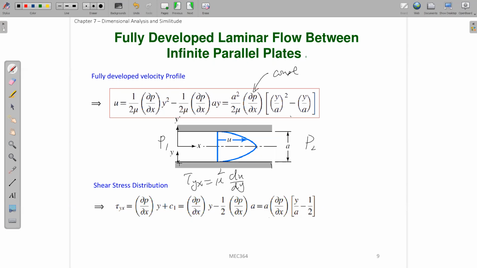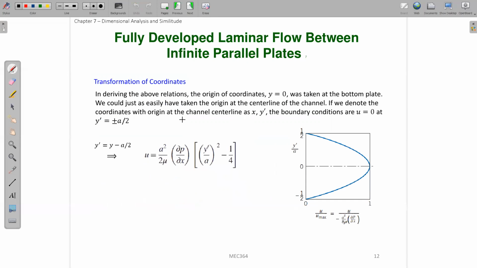But sometimes people like to define this y not from the bottom plate, but from the center line. Let's assume that we define this y prime at the center line instead of defining the y at the bottom plate. The orange point on the bottom plate is on the y, and this orange point is on the center line. So it's possible to do a transformation of the coordinate so that you define a new y prime, where y prime equals y minus a over 2, so that y prime equal to 0 is the center line.